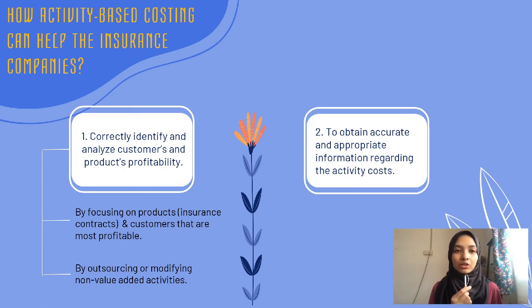Next, how activity-based costing can help insurance companies. Insurance companies are also trying to maintain or increase profitability, and one of the most important ways to do that is to give special attention to cost rationalization and cost reduction in every area of business. Activity-based costing is a tool that can help managers in insurance companies to correctly identify and analyze customers' and products' profitability. Management of insurance companies is trying to increase profitability in two ways. First, by focusing on products, for instance insurance contracts, and customers that are the most profitable based on activity-based costing, and second, by outsourcing or modifying non-value-added activities. The second way activity-based costing can help insurance companies is to obtain accurate and appropriate information regarding the activity costs.